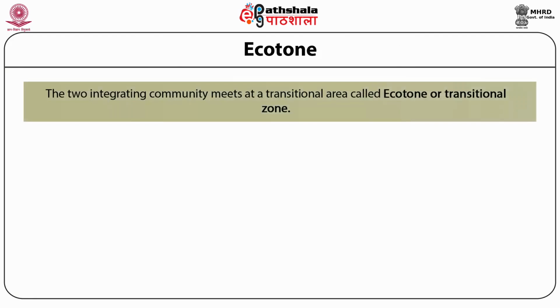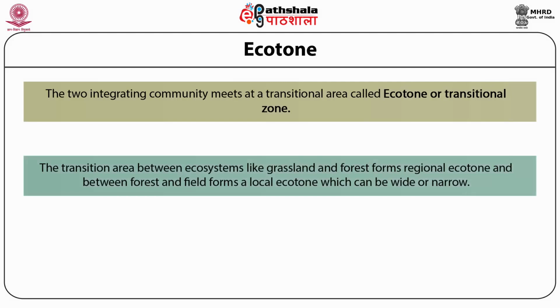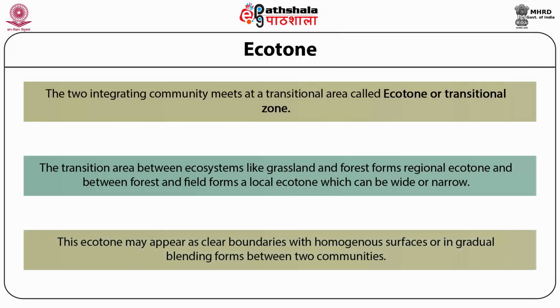Ecotone: the two integrating communities meet at a transitional area called an ecotone or transitional zone. The transition area between ecosystems like grassland and forest forms a regional ecotone, and between forest and field forms a local ecotone, which can be wide or narrow. This ecotone may appear as clear boundaries with homogeneous surfaces or in gradual blending forms between two communities.